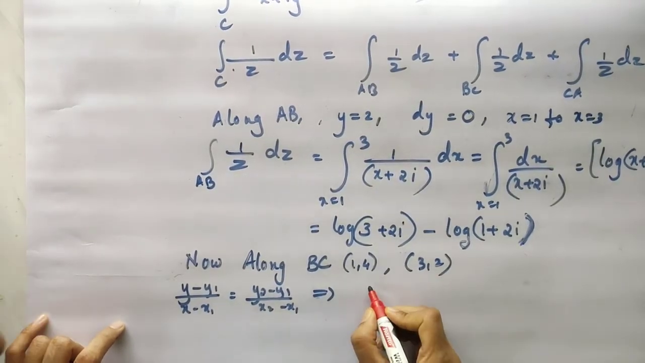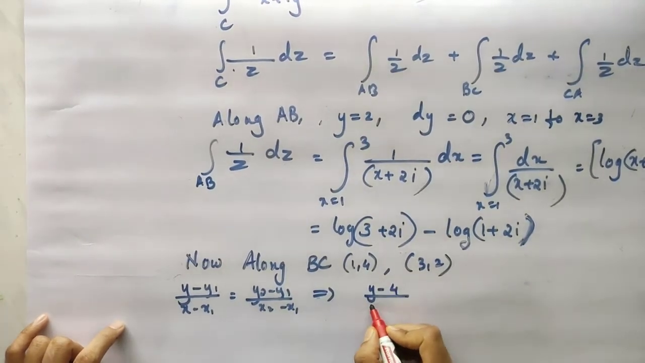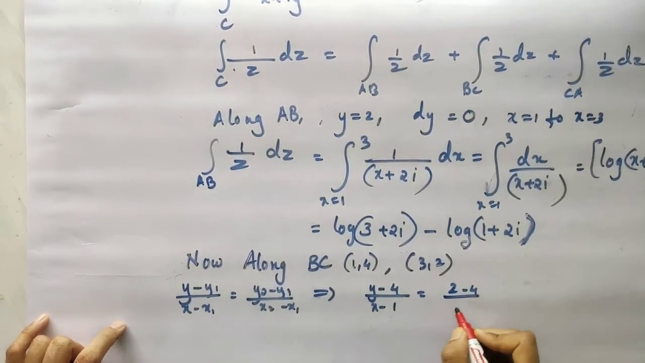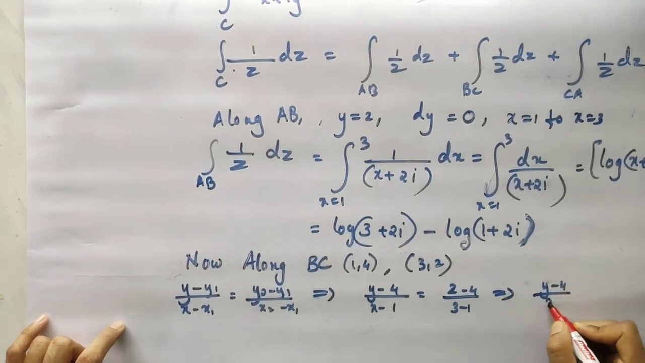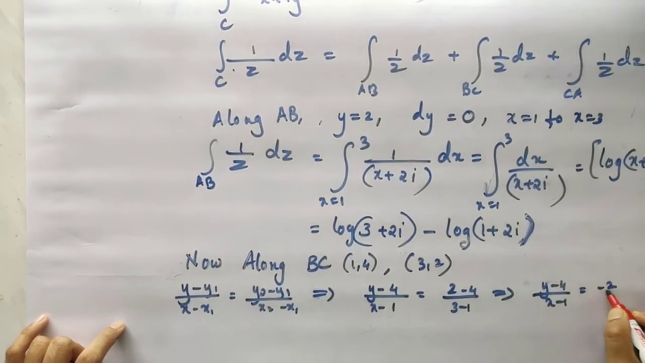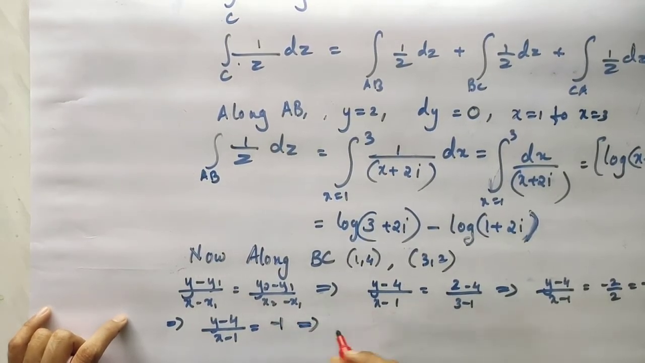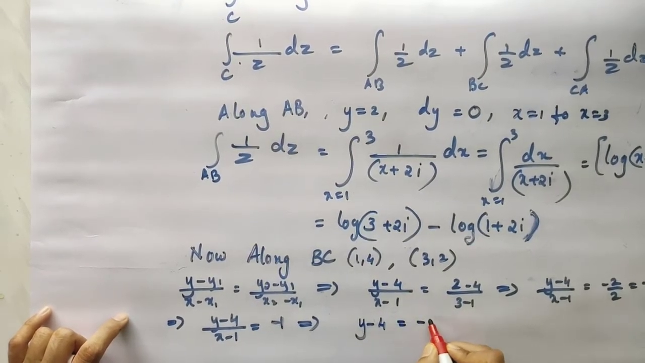Using that formula, we write y minus 4 divided by x minus 1 is equal to 2 minus 4 divided by 3 minus 1. This implies y minus 4 divided by x minus 1 is equal to minus 2 by 2, that is minus 1. So y minus 4 divided by x minus 1 is equal to minus 1. I'll just conclude it in a very small step now, I need the whole space for that.